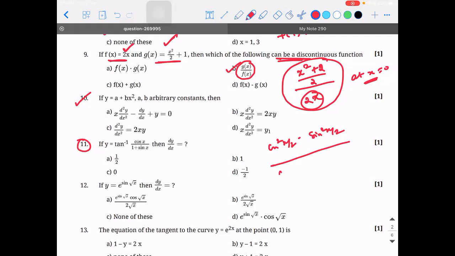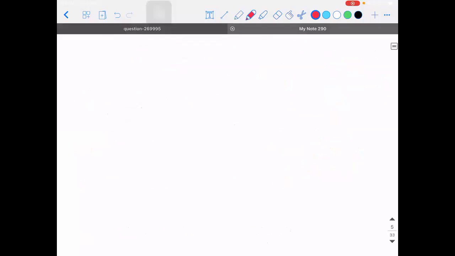1 plus sin x can be written as cos x by 2 plus sin x by 2 the whole square. So cos square x by 2 minus sin square x by 2 can be written as cos x by 2 minus sin x by 2 into cos x by 2 plus sin x by 2. So let me do this problem separately. Is there anyone who is not able to understand?